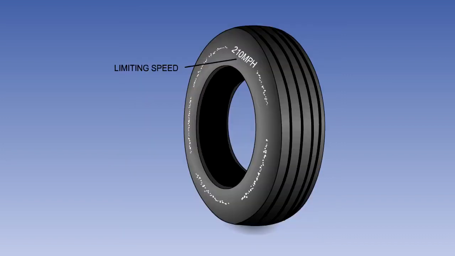The manufacturer will set a maximum ground speed to which a tyre can be subjected. This will be marked on the side of the tyre. It is important that this speed is not exceeded, as damage, including possible tread separation, may occur.